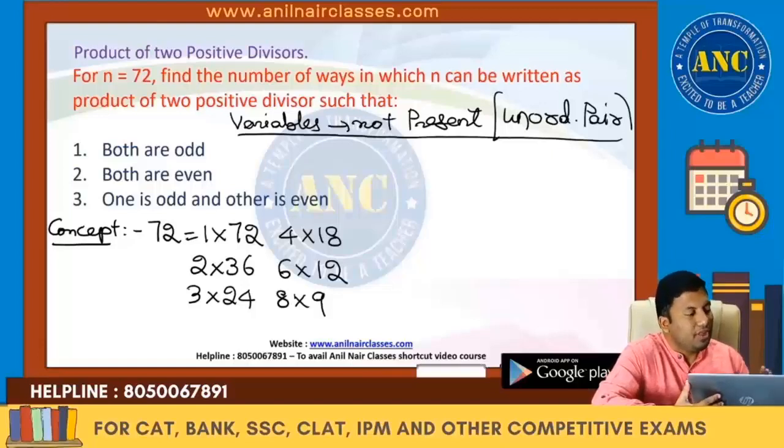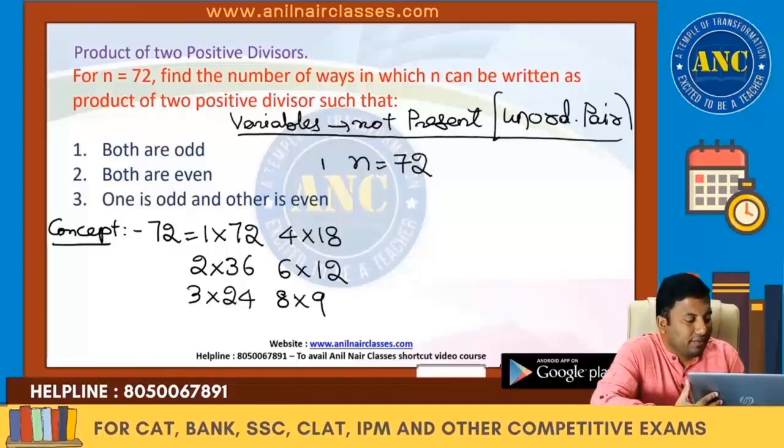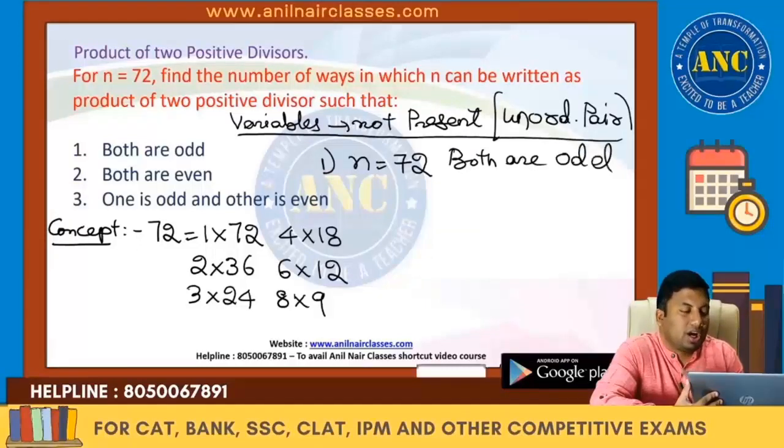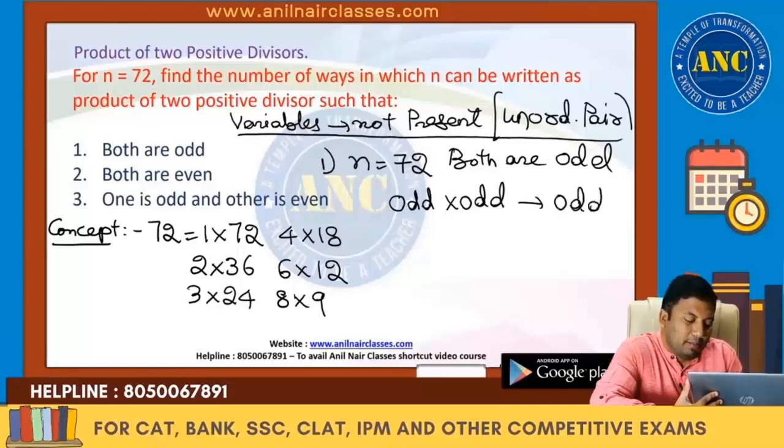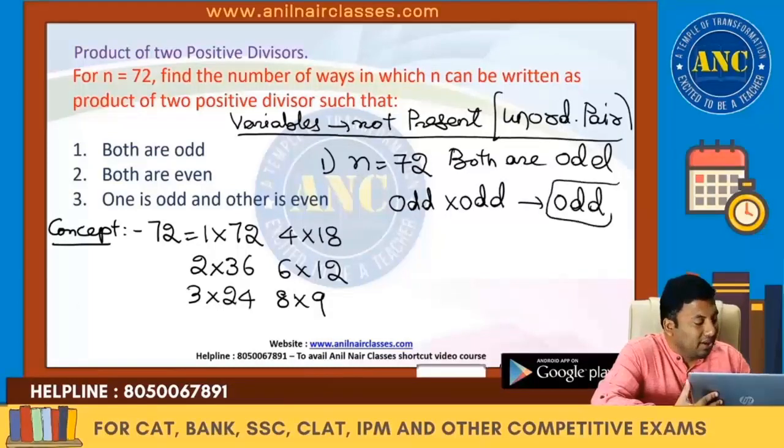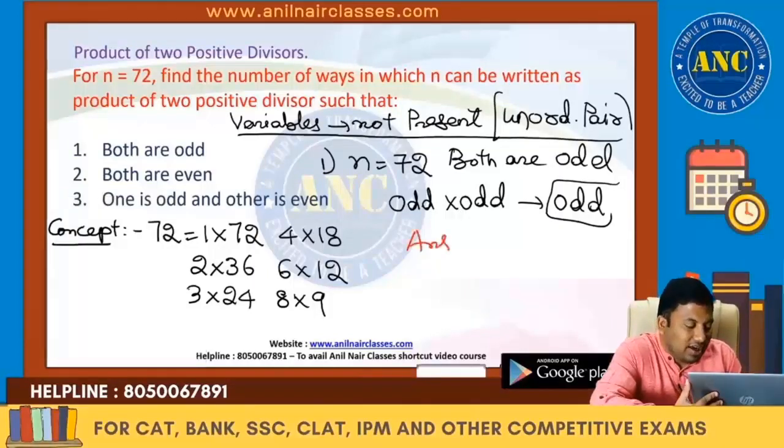Now, n is 72. First case: both are odd. Both are odd means odd into odd. What is odd into odd? Odd into odd is an odd number, but 72 is an even number. Odd into odd is odd. So the first one answer is 0.